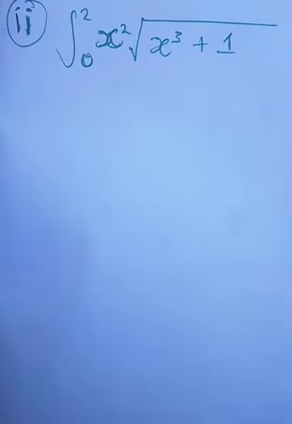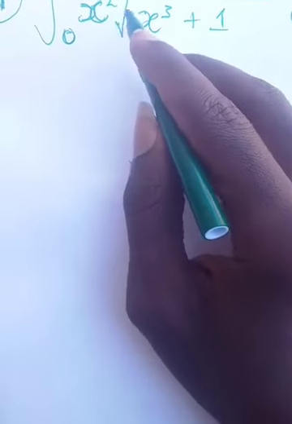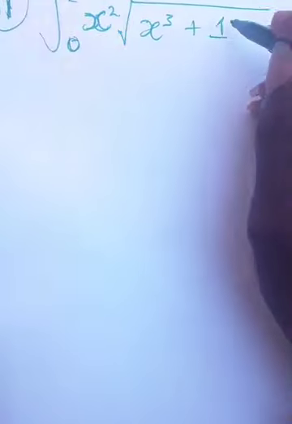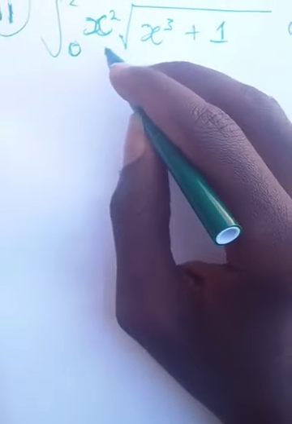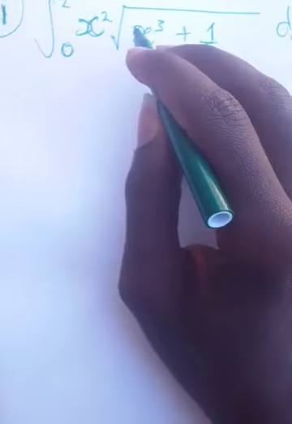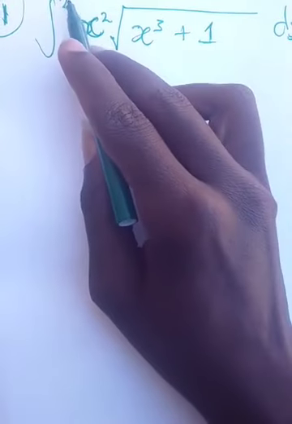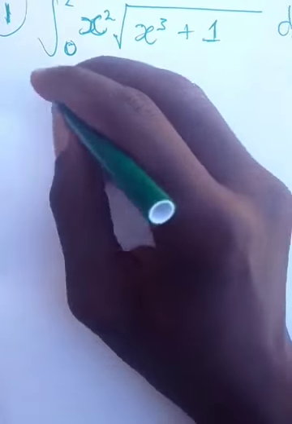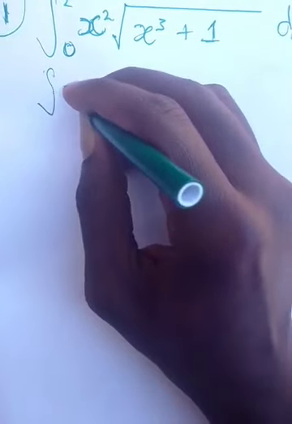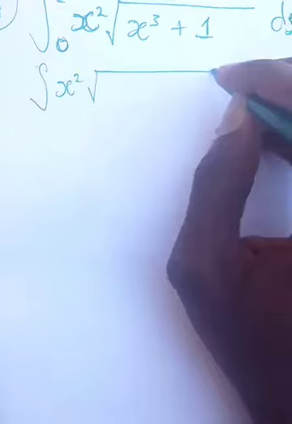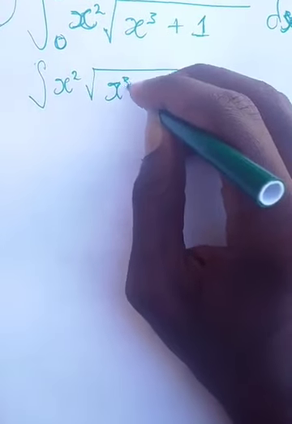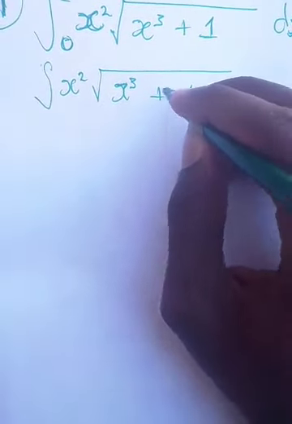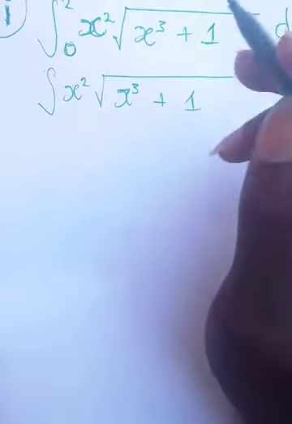Okay, so now let's solve this question. For this question, they have given us this one, and they want you to integrate, and the limits have been given. So at first, you're going to focus on integrating. So first integrate, then after you integrate, then you substitute the limits. Okay, so how do you integrate this one?